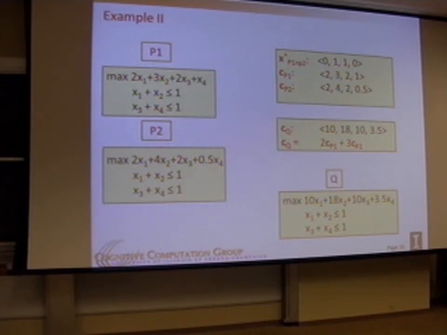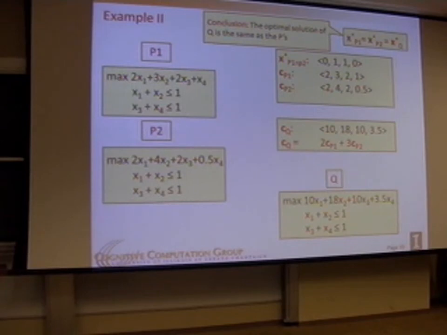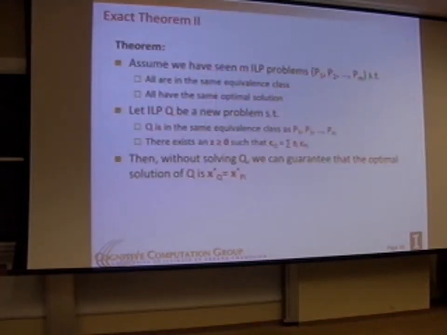And it turns out, again, it's not hard to show that in this case, the optimal solution of Q is the same as the optimal solution of the P's. So basically, this is the theorem. The important condition here is that when I have a collection of problems, the new problem is a conic combination of the old objective functions. And in this case, I maintain the solution. I know ahead of time the solution.